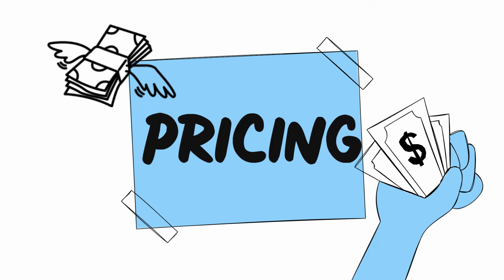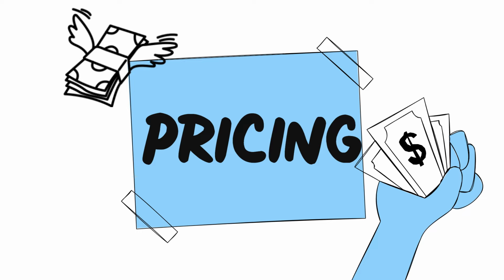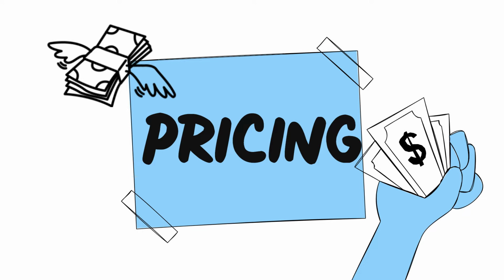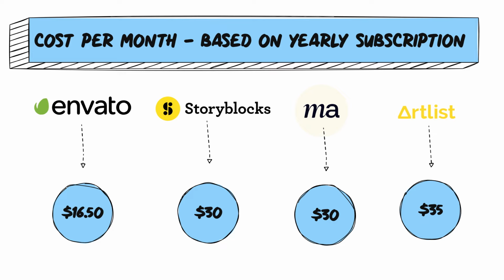Let's talk about the pricing. Now, this is going to be cost per month based on a yearly subscription in US dollars. We got Envato Elements at $16.50. We got Storyblocks at $30. We got Motion Array at $30, and we've got Artlist at $35.